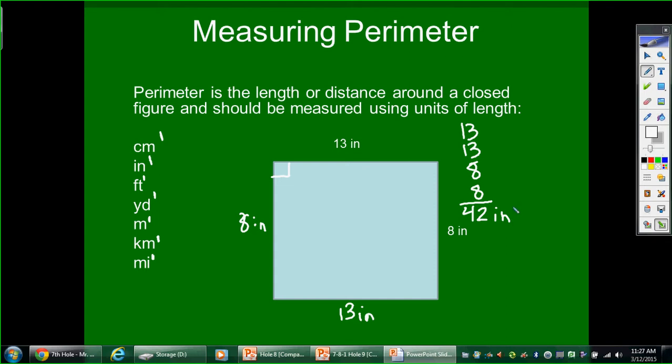And again, it would be 42 inches to the first power because I'm just talking about one dimension, which is length. I do not have to put the 1 there. I can just leave it as 42 inches.